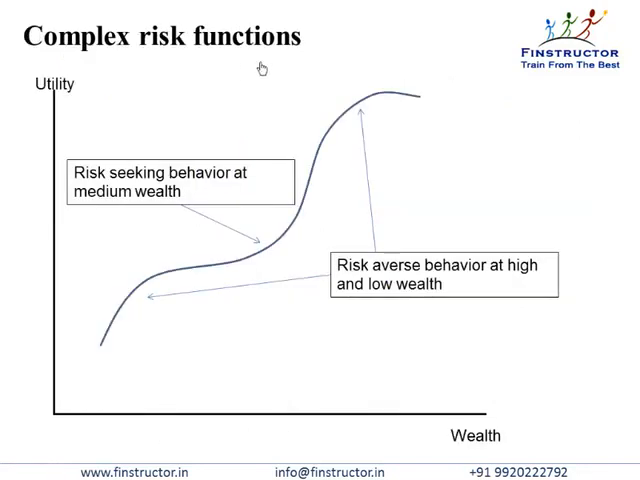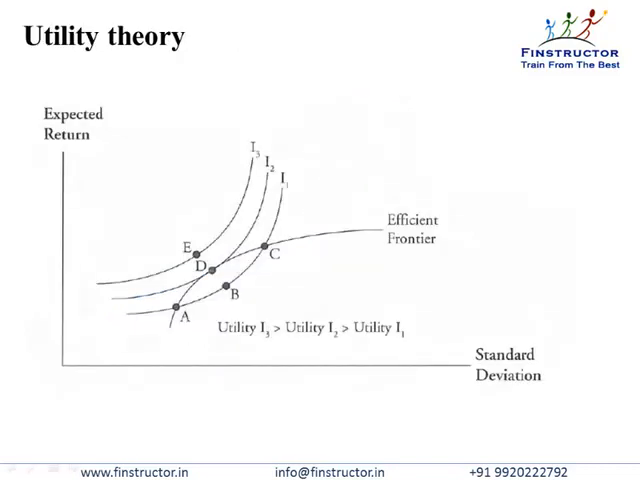Now, behavioral finance says that risk functions need not always be concave or convex. They can be more complex also. So an investor may seem to be exhibiting risk-averse behavior at low levels of wealth and even at high levels of wealth. However, at some medium level of wealth, he seems to be risk-seeking, or he wants to take on more risk. It's possible that investors have more complicated functions and not a straight up concave function as required by traditional finance. Traditional finance says this is always concave, that is, behavior is always risk averse.